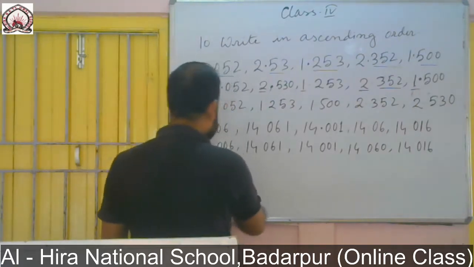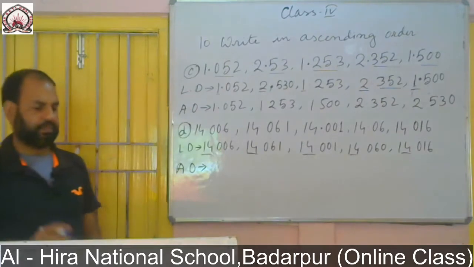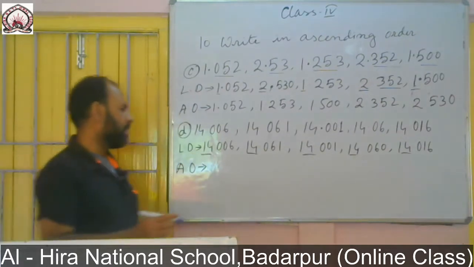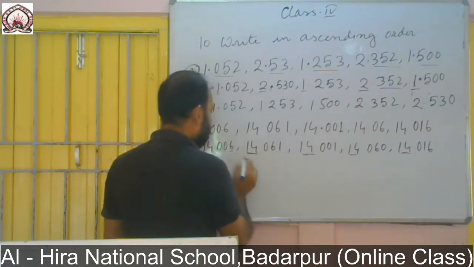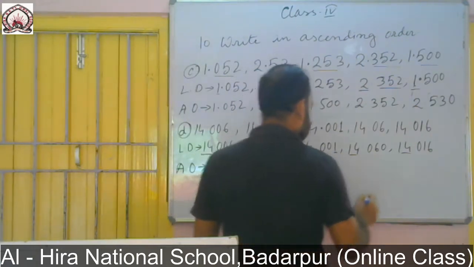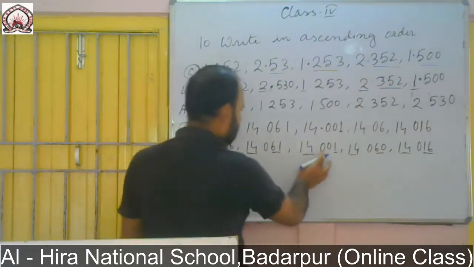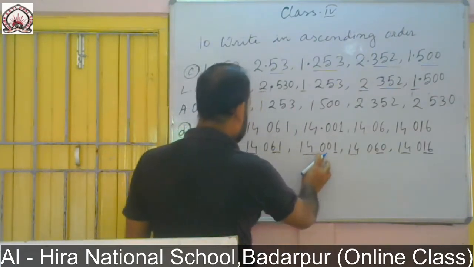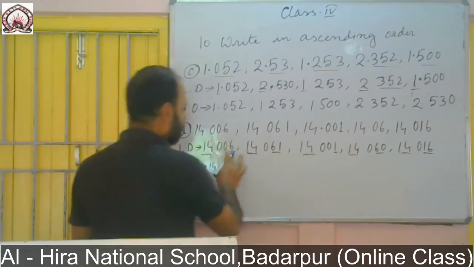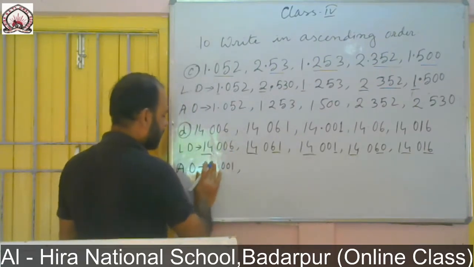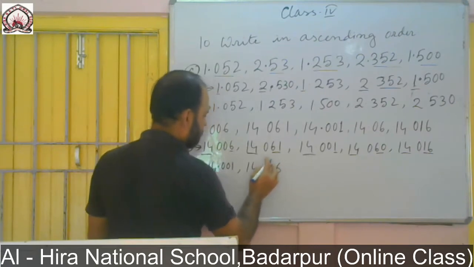So here all the integral parts, the whole number 14, are the same. So now we compare after the decimal: here 006, here 061, here 001, here 060, here 016. So we know first, 14.001 is small, so we write 14.001. Next, 14.006 is small, so we write 14.006.